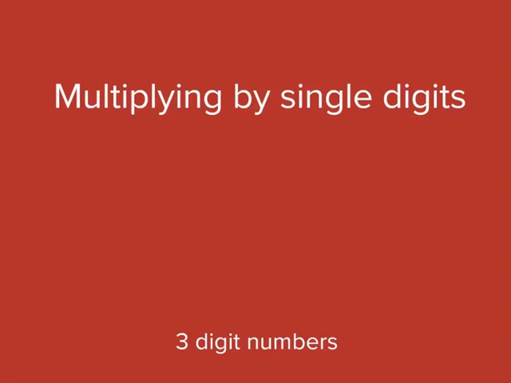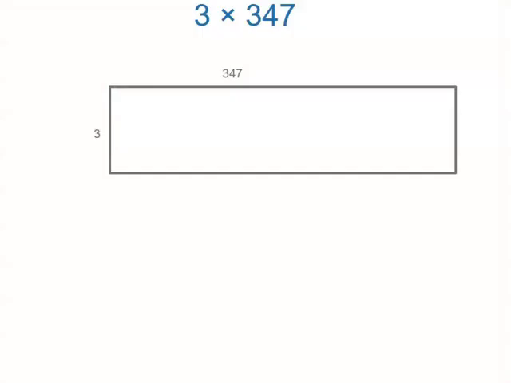We're going to use rectangles again to help us solve a more complicated multiplication now, where we're multiplying a one-digit number by a three-digit number. There's our rectangle for the whole amount, but we're going to break this down into smaller chunks. We're going to look at our hundreds first. So our first rectangle is going to be 300 long.